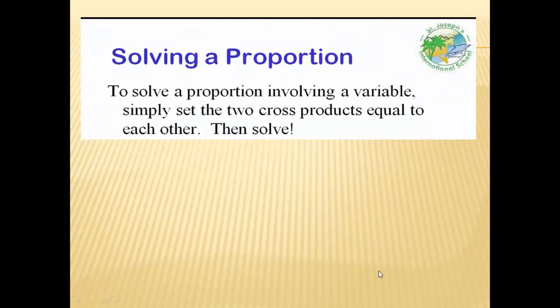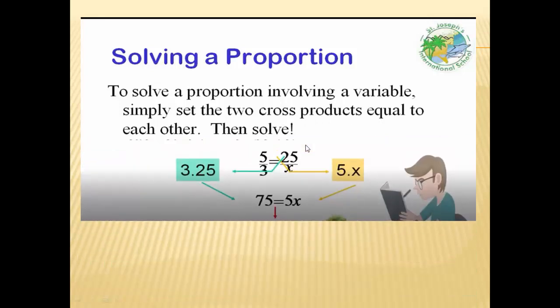Solving proportions. To solve a proportion involving a variable, simply set the two cross products equal to each other, then solve. How? Like this example: 5 over 3 equals 25 over x. How can we answer this question? We have means and extremes.